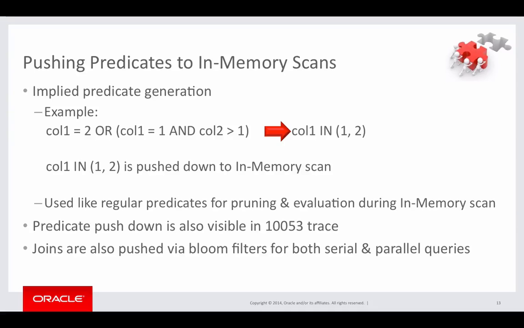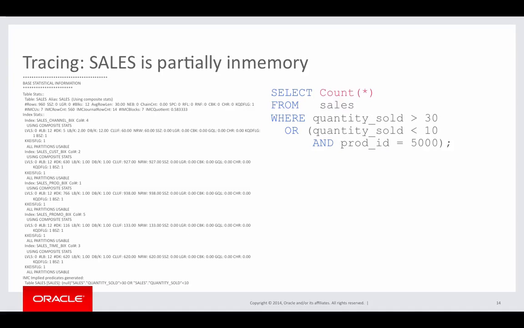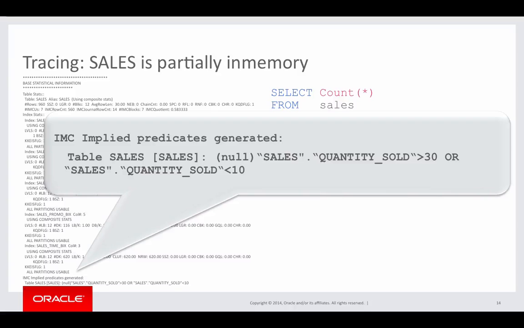Now, these implied predicates that we are pushing down as part of the scan, along with any where clause predicates you actually defined in the query, are visible in the 10053 trace or the optimizer trace. And I'll be able to show you that example now. If we go back to our simple query where we select count from the sales table, you'll see the implied predicates there at the bottom of the screen in the 10053 output. You see there that we are using.